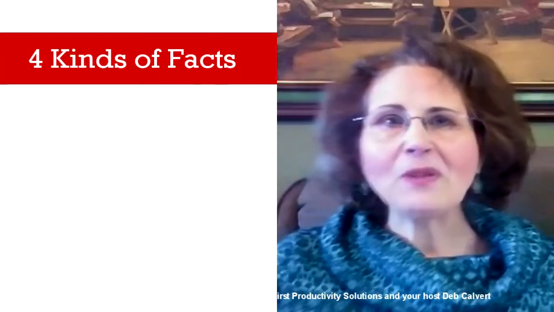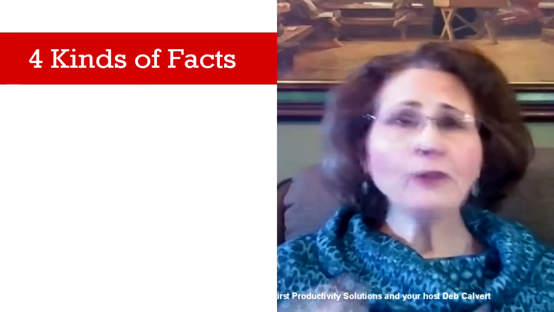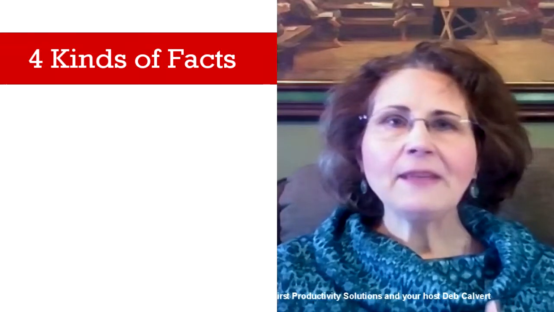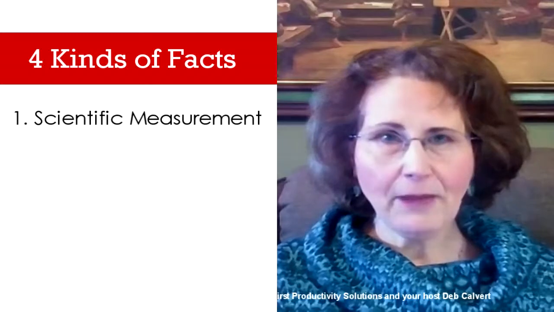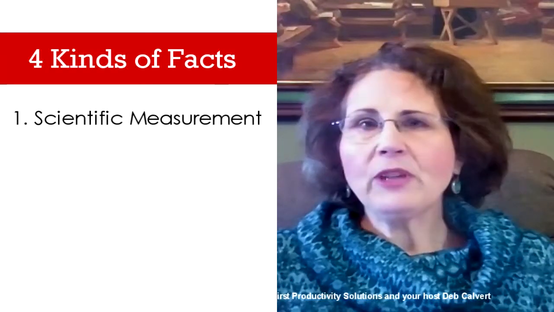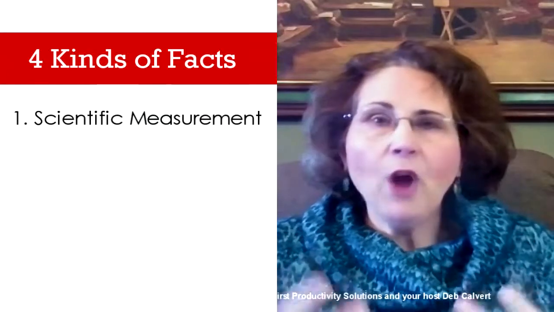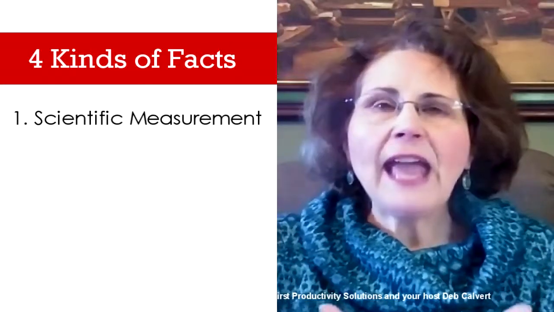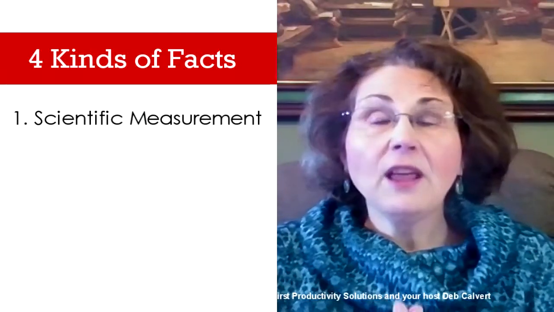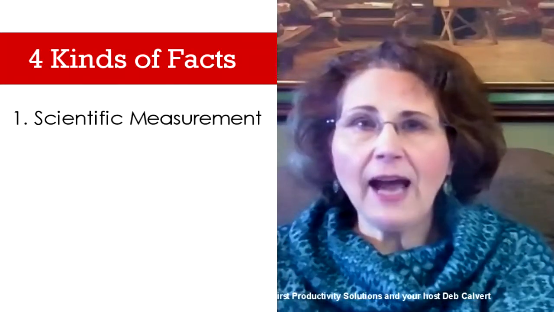But did you know that there are 4 different kinds of facts? So I thought it might be sort of fun to spend time describing each of the 4 types. The first type of fact is something proven by scientific measurement. This could be the amount of time, or length or distance or quantity or weight or volume by some standard and accepted measurement.